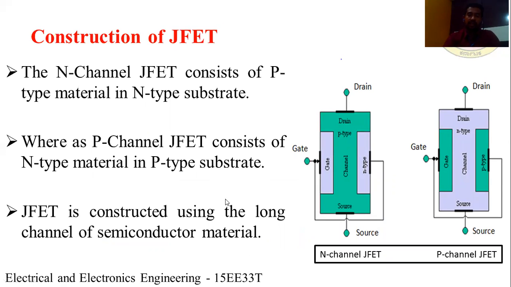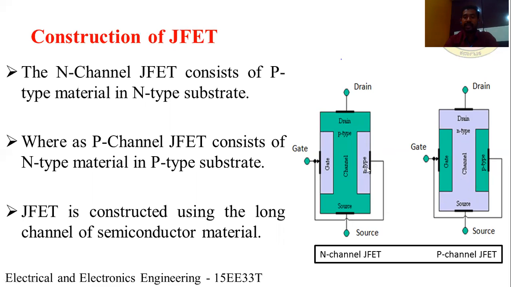Okay, let's come to the construction of JFET. JFET means junction field effect transistor. In junction field effect transistor, we are going to have two types, that is N-channel JFET and P-channel JFET. This one is N-channel JFET and this one is P-channel JFET. In N-channel JFET, it consists of P-type material in N-type substrate.